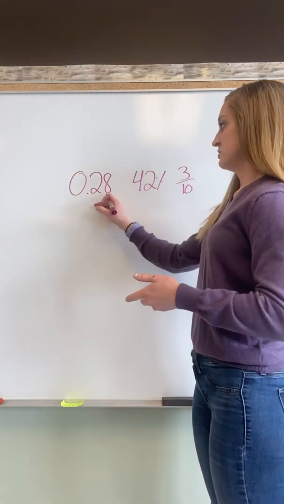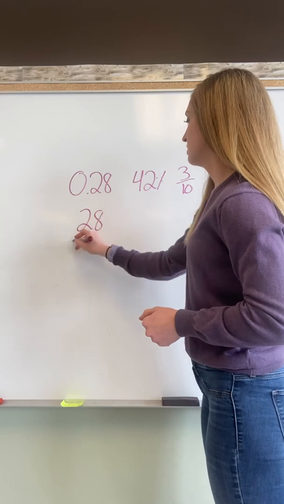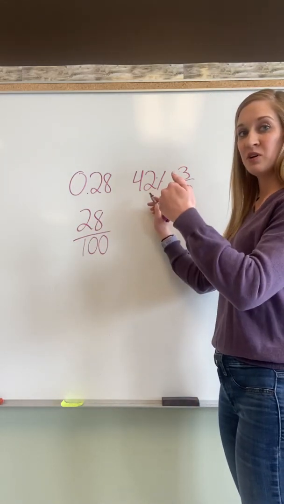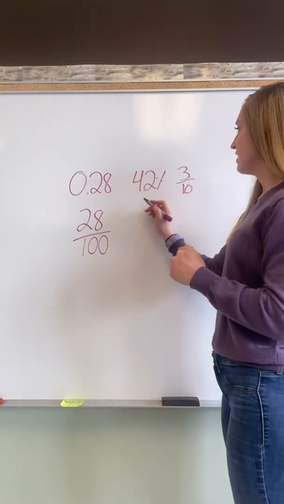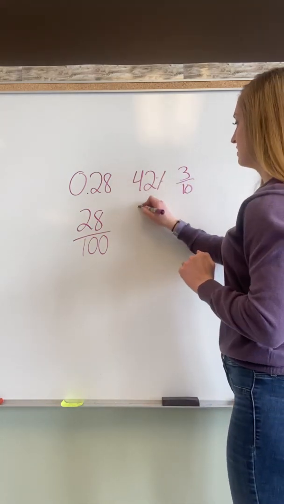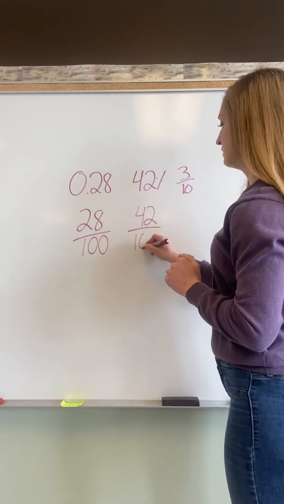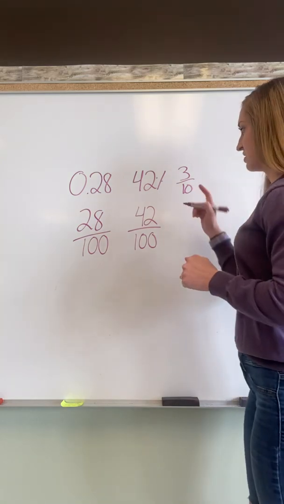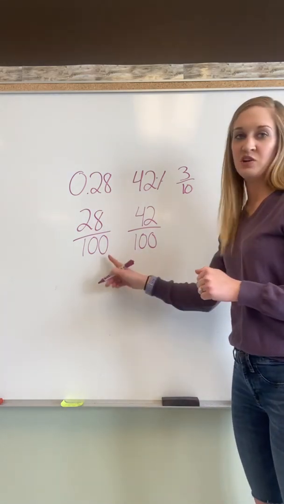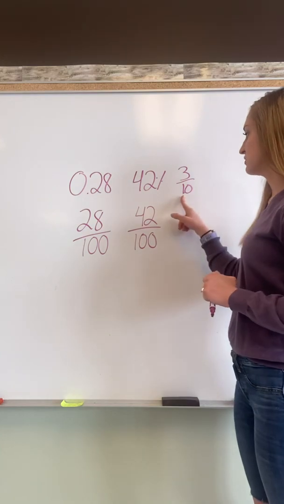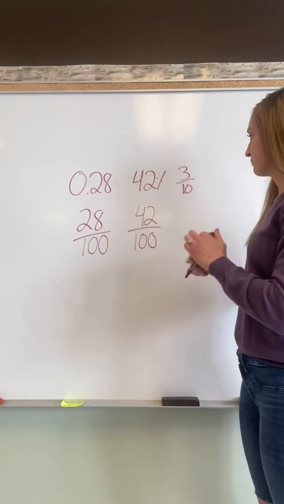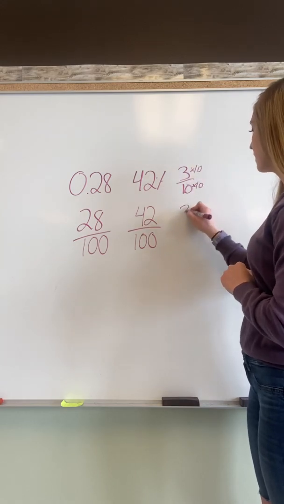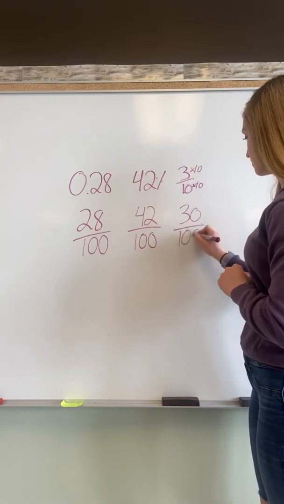So this is 28/100, so my fraction here is 28/100. Okay, percents, I know that when I'm converting a percent to a fraction, I can just kind of ignore the percent sign and put it out of 100. Okay, and then I have 3/10. Well, it's kind of hard to compare 3/10 to things that are over 100. So what I have to do for this one is I have to convert it to be out of 100. So to do that, I have to multiply the top and the bottom by 10. So then I would have 30 out of 100.